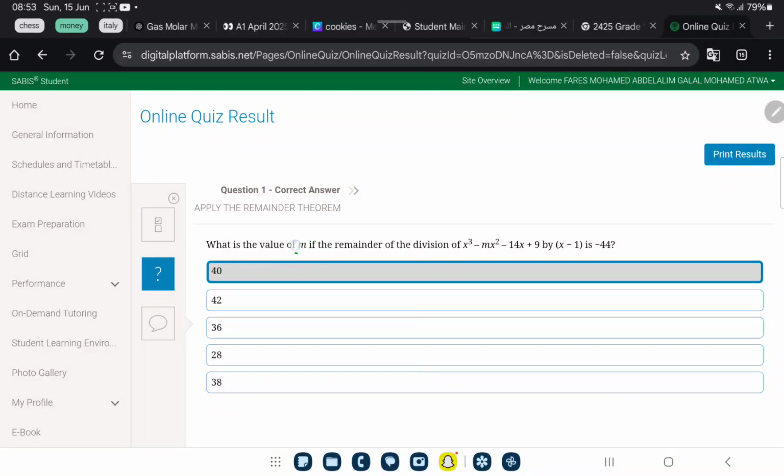Here, what is the value of m if the remainder of the division is minus 44? And here we have x equals 1. So you substitute x into the equation, 1 cubed minus m minus 14 plus 9 equals minus 44. So minus 13 plus 9 equals minus 4, minus m equals minus 44. So minus m equals minus 40, and m is 40.